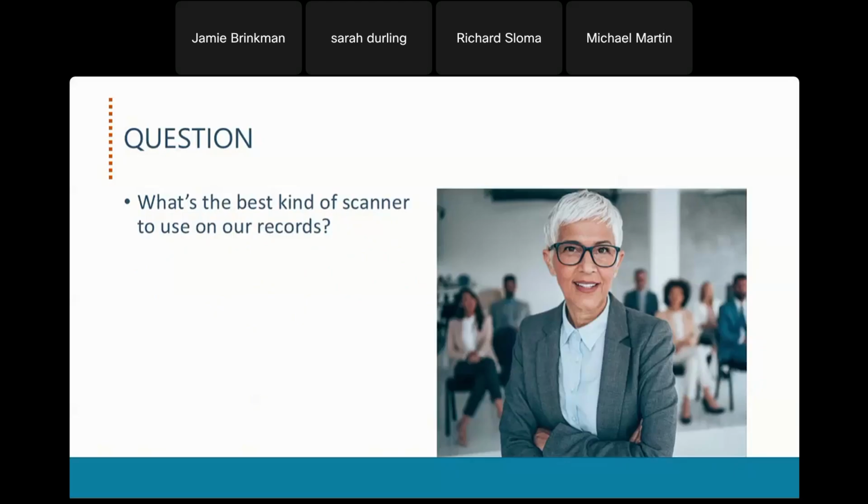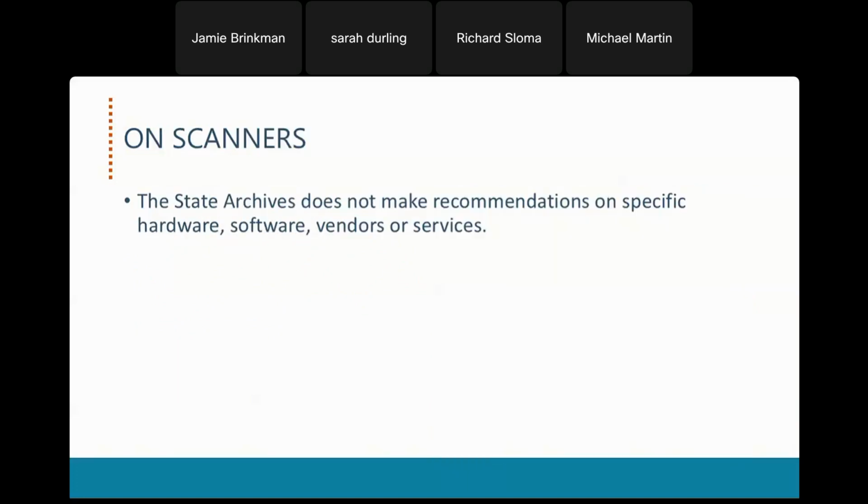Sure. So about that, it really comes down to the idea that we don't make recommendations, as I said, on specific hardware, software, vendors, or services. We can discuss the different attributes that you're going to want to look at based on your project.